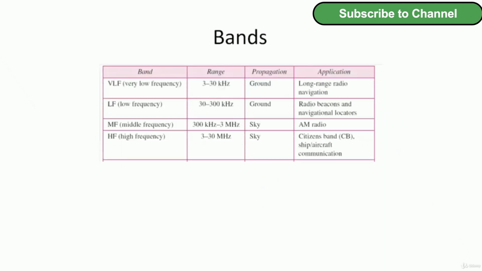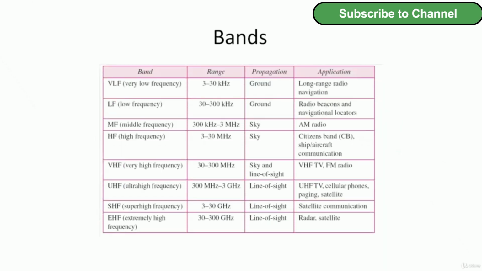Then we have to see the different frequency bands. The first column is the band, the second one is the range, the third one is the propagation, and the last one is the application. So the first band is the VLF band, very low frequency band. Its range is from 3 to 30 kilohertz. The propagation method is the ground wave propagation, and its application is long range radio navigation.